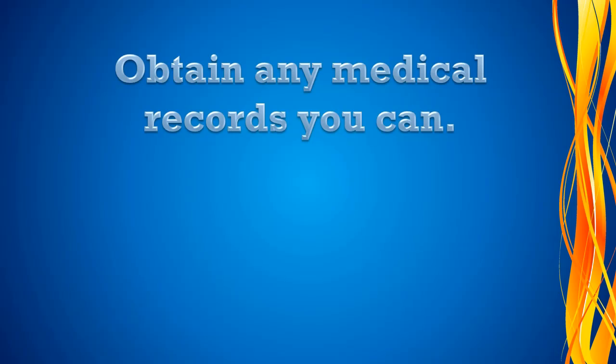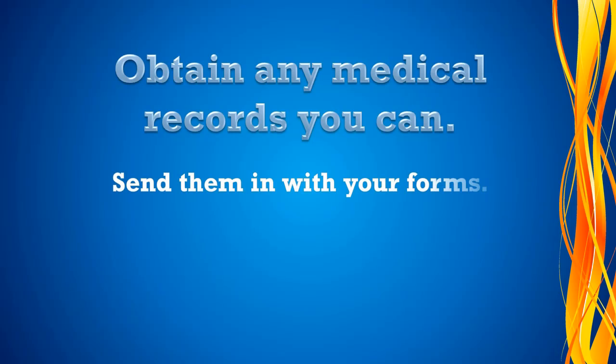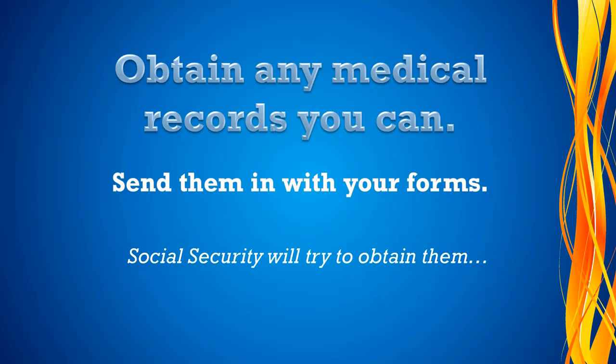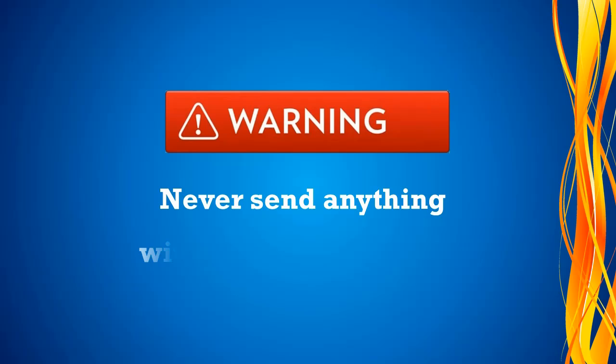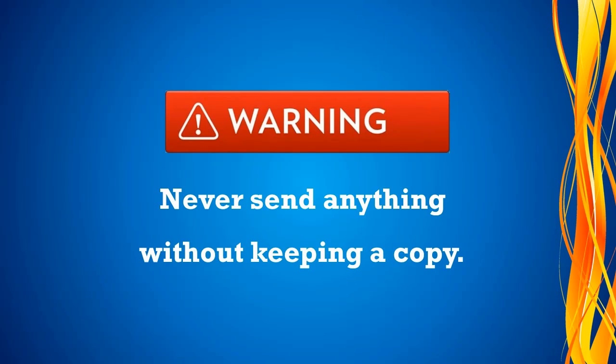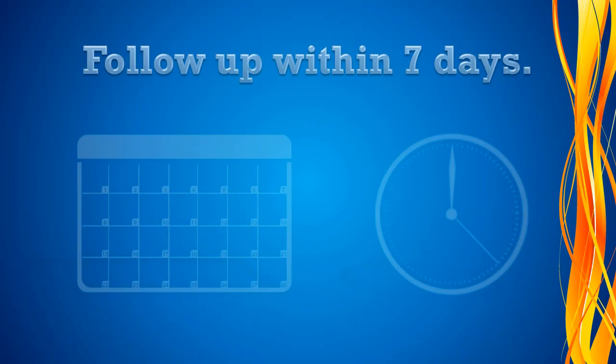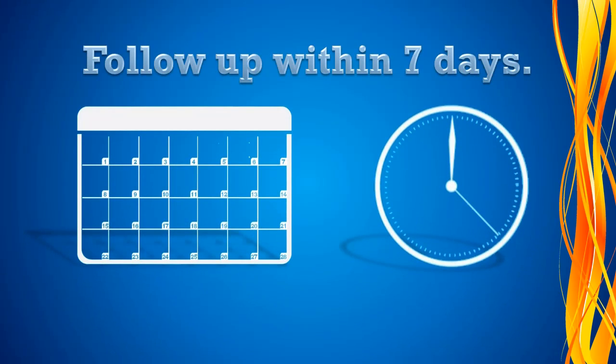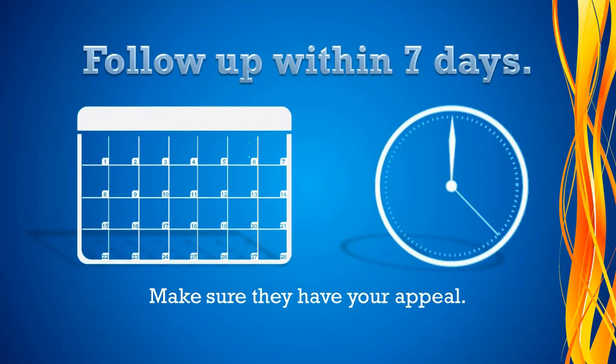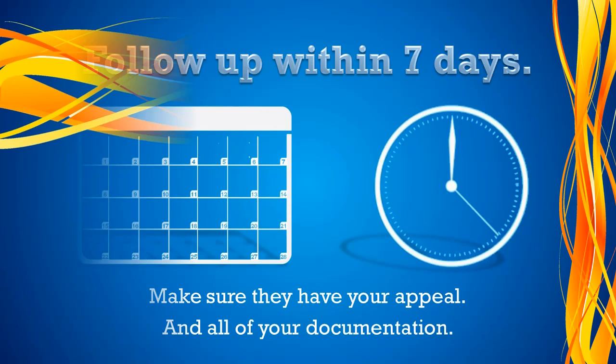If you can, obtain any medical records and submit a copy of them along with your paperwork to Social Security. Social Security will attempt to obtain your medical records based on the information you've given them, but they're more likely to have a complete set of records if you supply them with one. Never send Social Security any form, medical record, or any type of documentation without keeping a copy for yourself. Contact Social Security within 7 days to confirm they've received your appeal and all of the backup documentation.